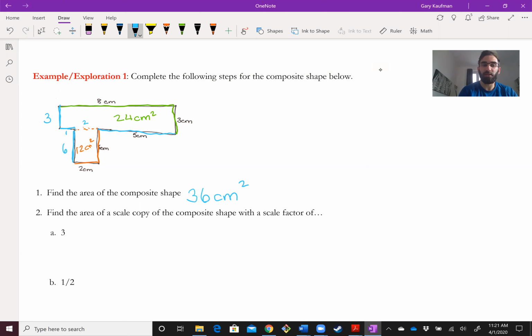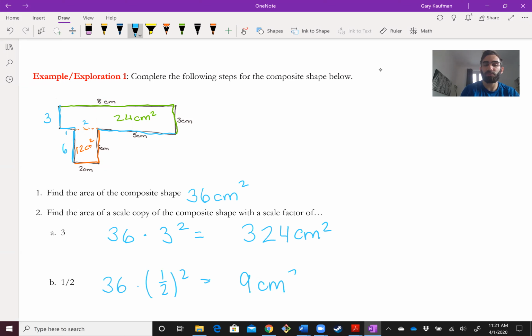Using what we learned yesterday, since the scale factor is 3, the area ends up being 36 times 3 squared. We get that the area of this composite shape is 324 centimeters squared, versus 36 times a half squared, which gives us 9 centimeters squared as the area of that scale copy.